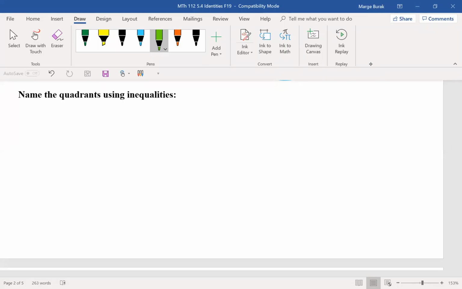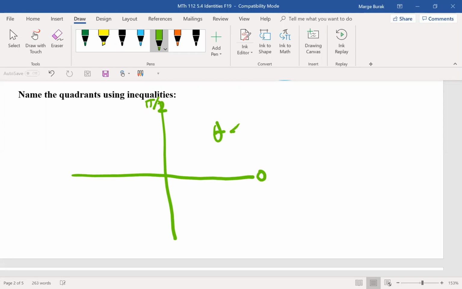Okay, now there's going to be some problems where they let you know which quadrant it is using inequalities. For example, let's look at these four quadrants. Quadrant 1 is actually between 0 and pi over 2, the angle, okay? So we would call that theta is less than or equal to pi over 2 and greater than 0.